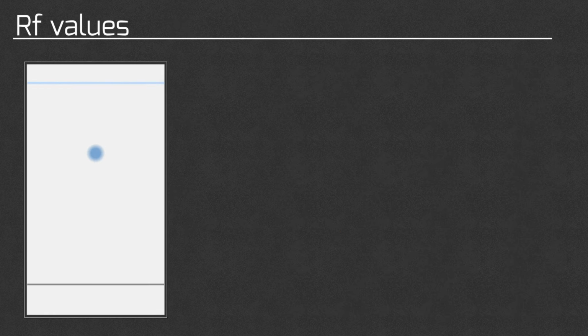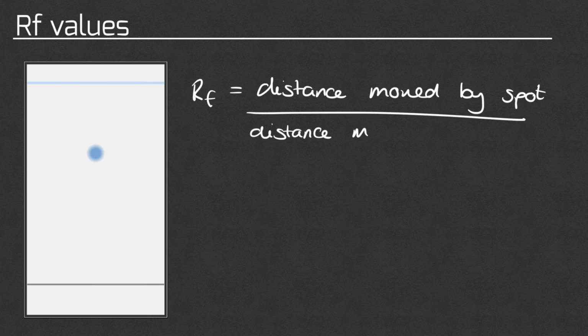RF values allow us to compare the position of a spot on a TLC plate across different TLC plates of different sizes. So for example, if you did a plate of length 5 centimeters and one of length 10 centimeters, the spot would obviously move up a different amount on each. To calculate the RF value, you do the distance moved by the spot divided by the distance moved by the solvent. You take both measurements from the baseline.